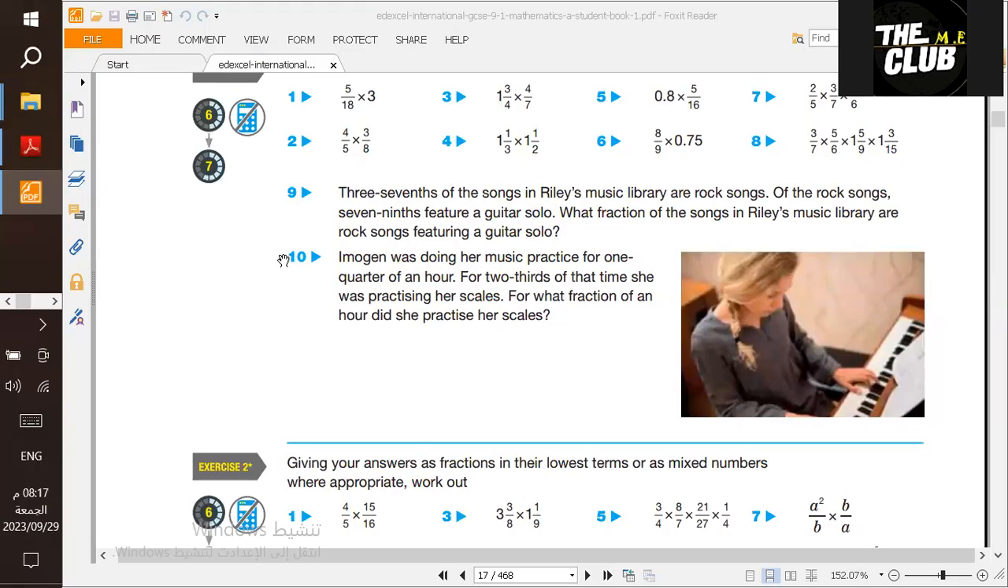Okay, we're going to continue from question 9. Question 9: 3/7 of the songs in Riley's music library are rock songs. Of the rock songs, 7/9 feature a guitar solo. What fraction of the songs in Riley's music library are rock songs featuring a guitar solo?